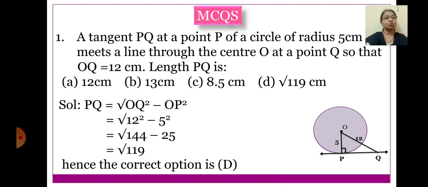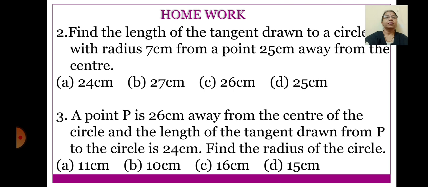So these are 1 mark questions. Now we have some homework questions for you. So note this down. Similar type. Find the length of the tangent drawn to a circle with radius 7 cm from a point 25 cm away from the center. So here the distance of that exterior point from the center is given, and the radius is given. You have to find the length of the tangent segment.